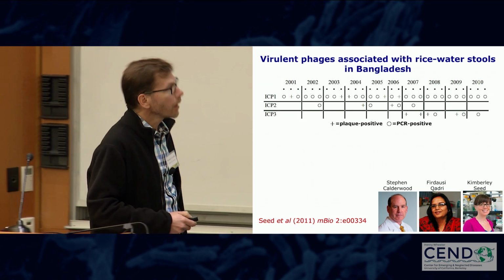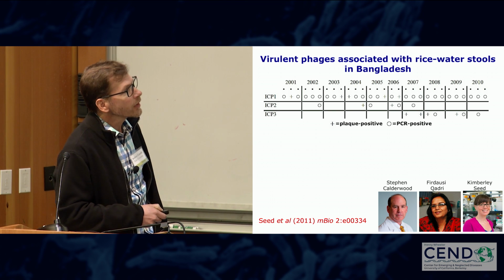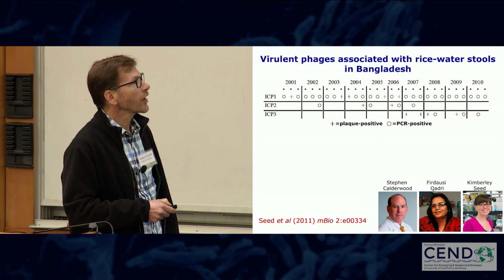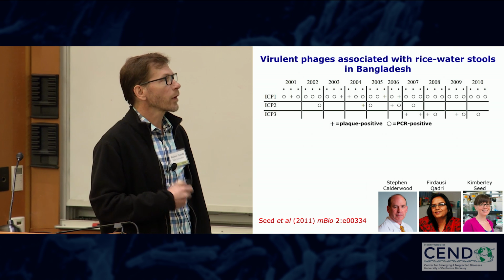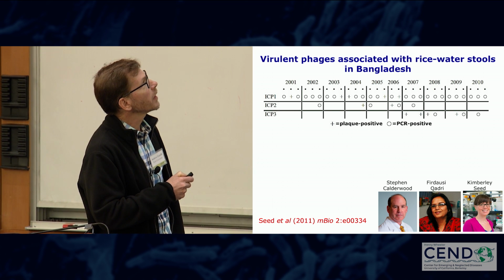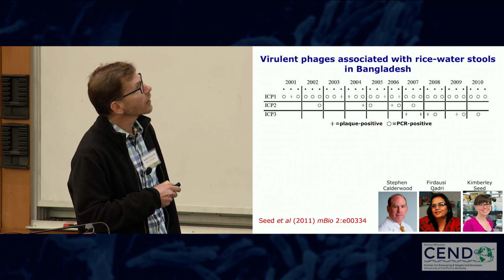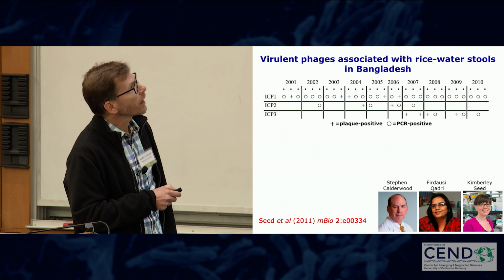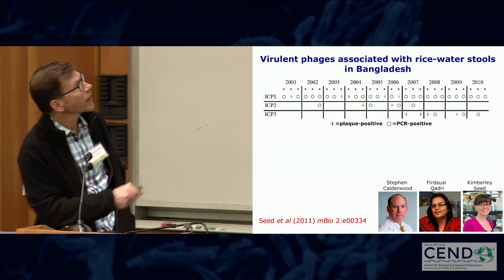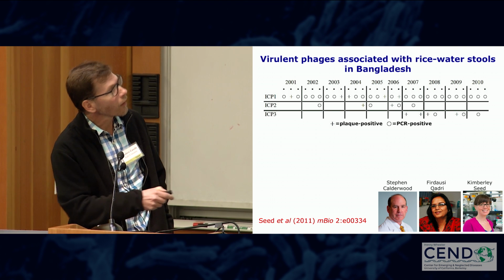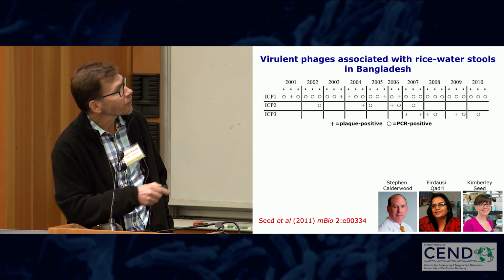So picking up on what Kim talked about, through this collaboration with Firdausi Qadri, who's a microbiologist and immunologist at the ICDDRB, we took advantage of her 10-year collection of rice water stools and found these phages, ICP1, 2, and 3. This was either by finding plaques directly on a lawn from the stool sample, or once we had identified the phages and sequenced them, Kim went back and did PCR. You can see ICP1 was omnipresent throughout all these years and still is to this day. And these other two phages are a little bit more sporadic.